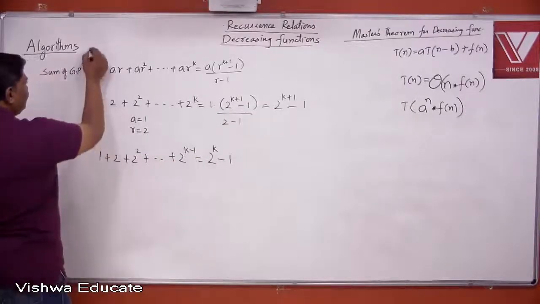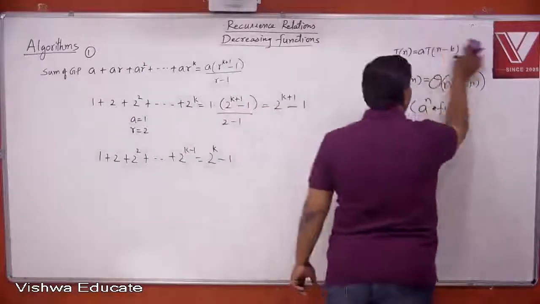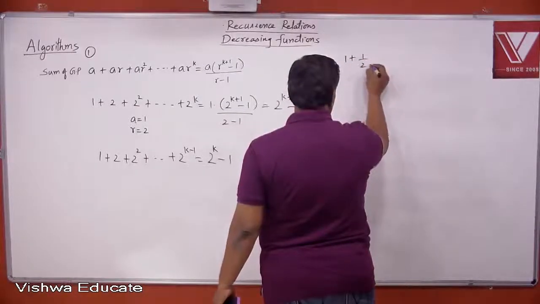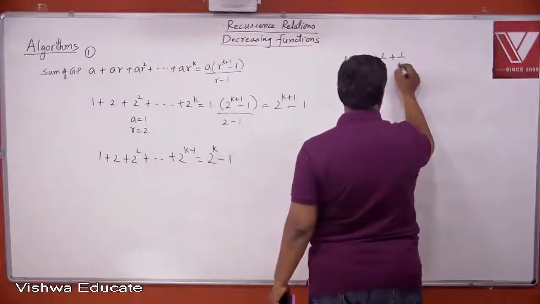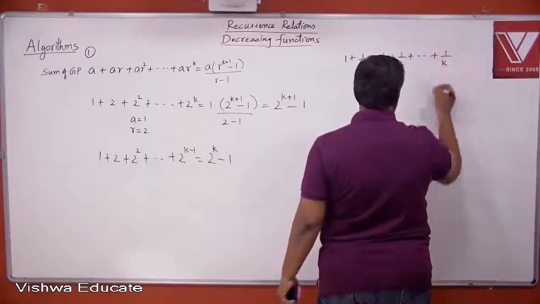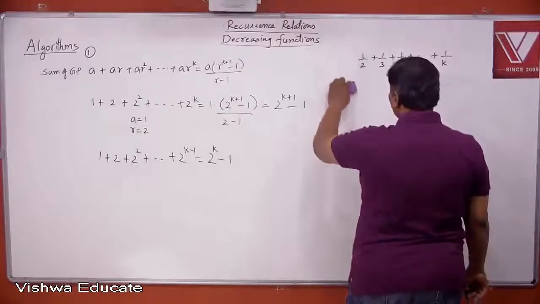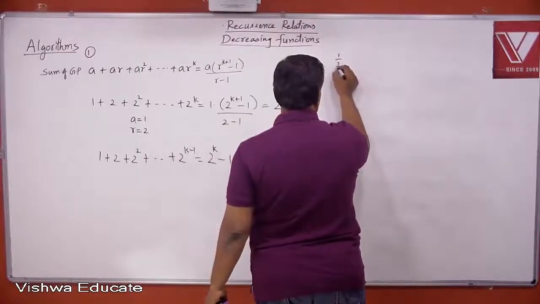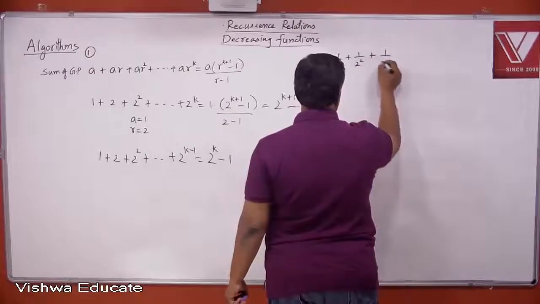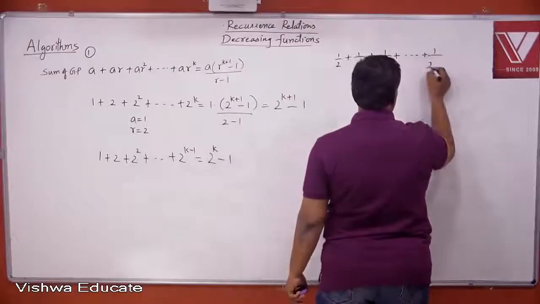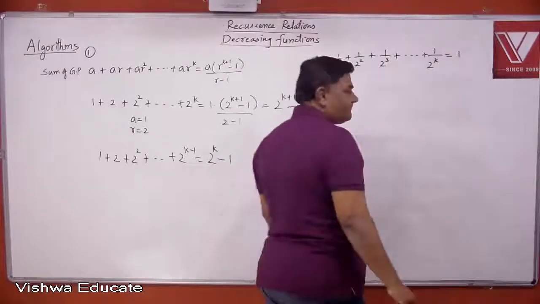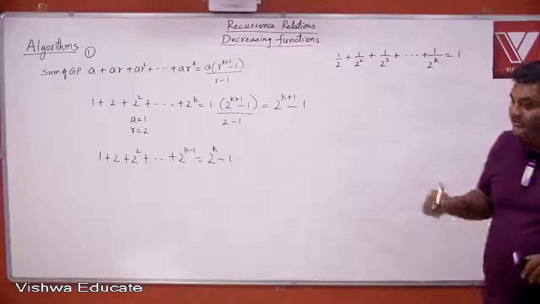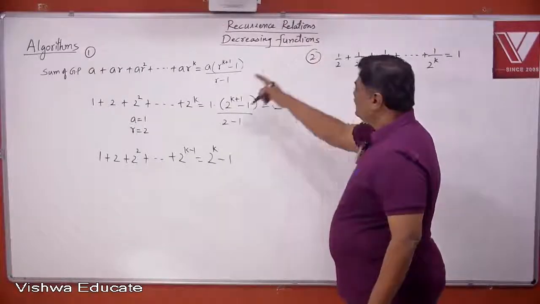This is one series, the first one. Then one more I will show you. 1 by 2 plus 1 by 2 square plus 1 by 2 cube plus goes on to 1 by 2 power k. This will be equal to 1. Harmonic progression, you can convert it and you can get the answer as 1. So two series you have to copy, this one and this one.